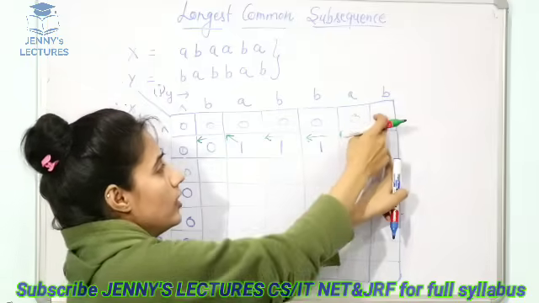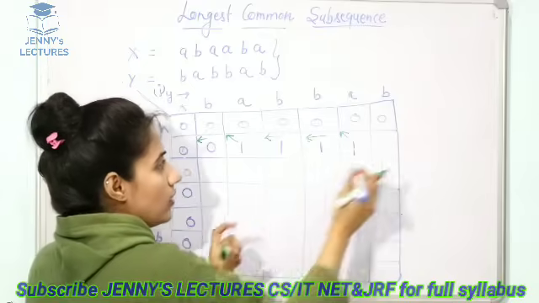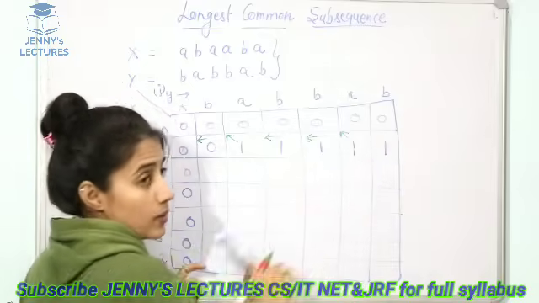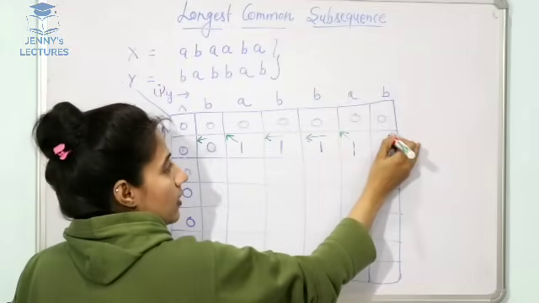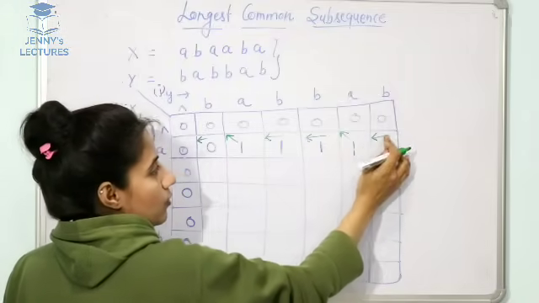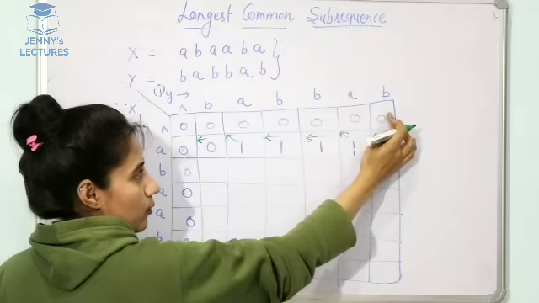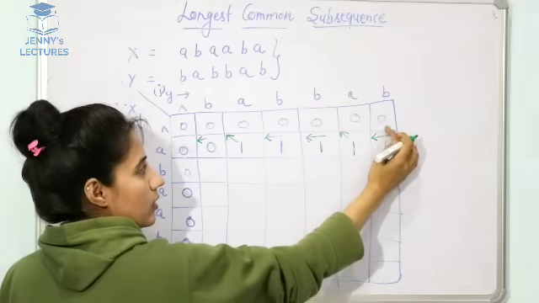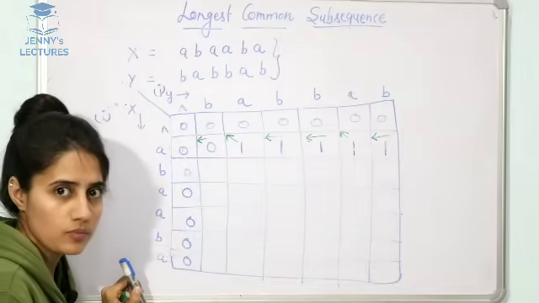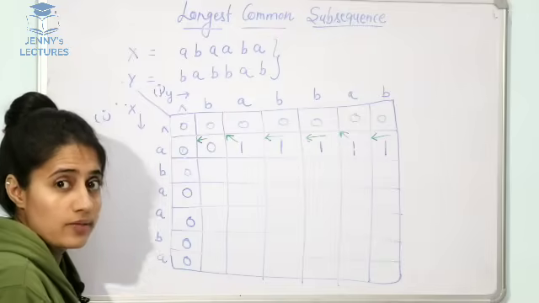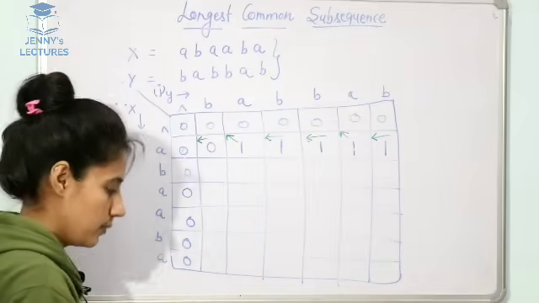Maximum out of 1 and 0, which one is maximum? 1. You will write 1 at this place and the arrow would be on this side, because we have taken this value 1, this box. If you had to take this 0, the arrow would be here only. Okay, so like this we will fill out this table.